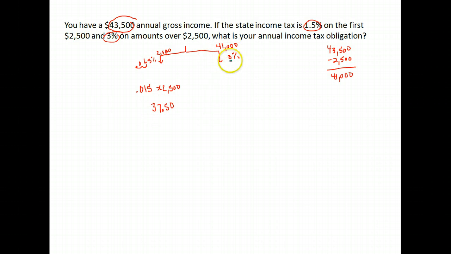Let's come over here. The next 41,000 is taxed at 3%. Again, move the decimal two places to the left on your percent so that you're working with a decimal and multiply by 41,000. So we have 0.03 times 41,000 gives me $1,230 for a total tax of $37.50 plus $1,230. So our total tax is $1,267.50.